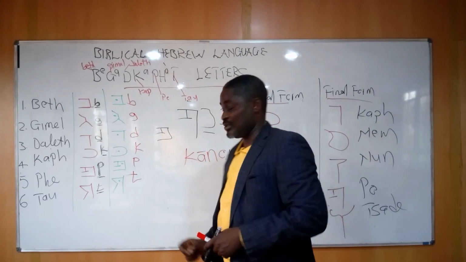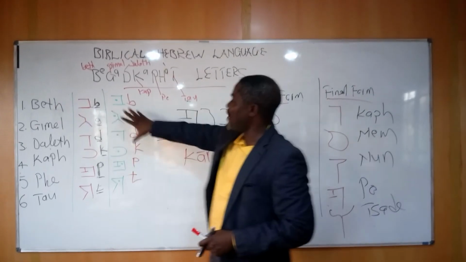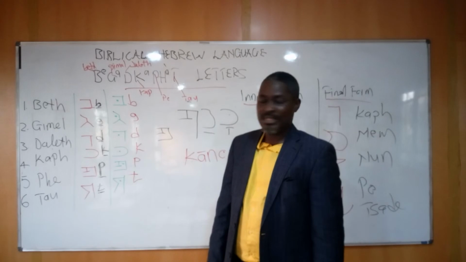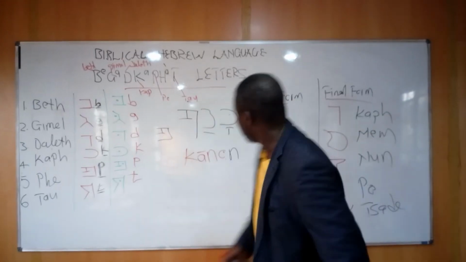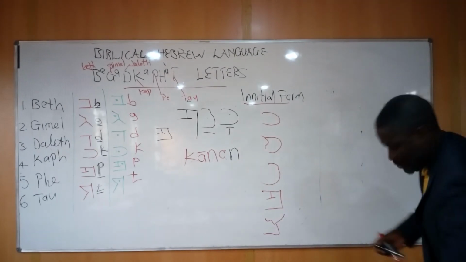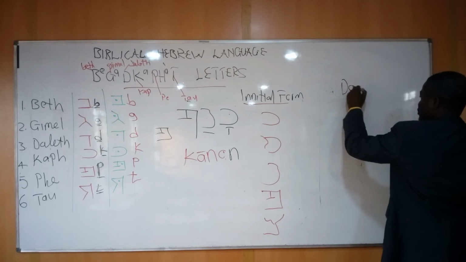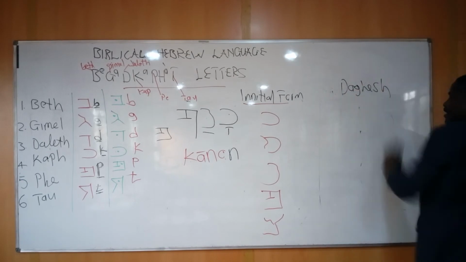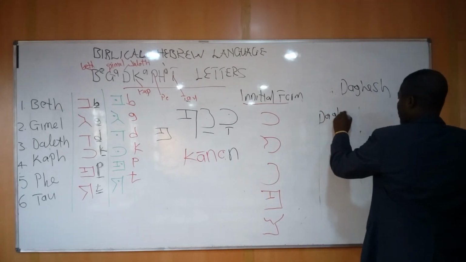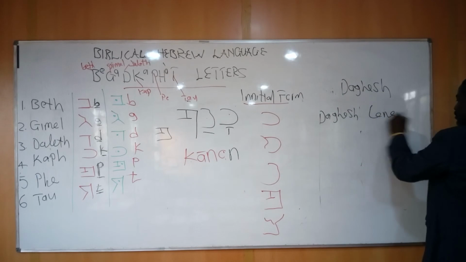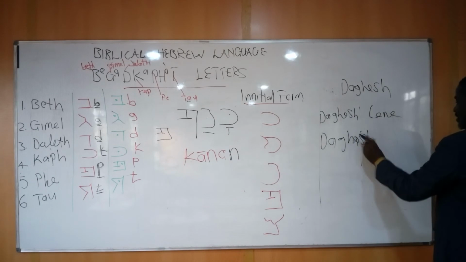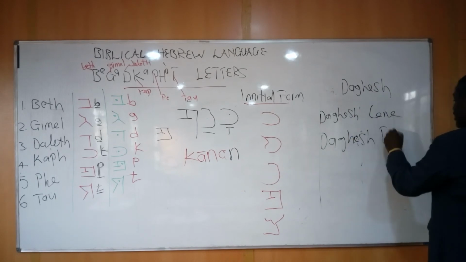And when dots are inserted into them, it changes them. Now when you come back to Begad Kefat letters, what kind of dot is inserted into them? The dot is called dagesh. And we have two types of dagesh. The first one is called dagesh lene, while the second one is called dagesh forte.